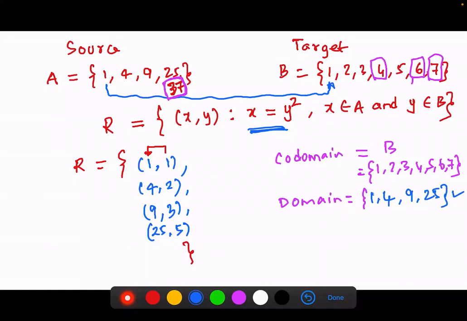Okay, can you list the elements in range? Now, range are the ones which are only connected in target set, from target set. So what are the elements in range? 1, 2, 3, 4, 5. No, is 4 connected? No, sir. No. So only this. You guys understand? Yes, sir. So this is how you should understand.